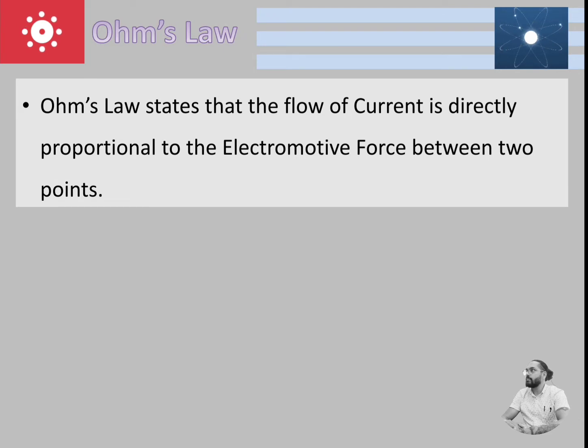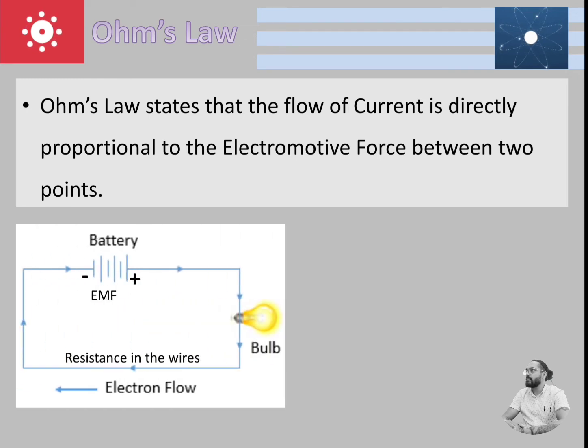Now we are going to study Ohm's law. So Ohm's law states that the flow of current is directly proportional to the electromotive force between 2 points. When we look at a circuit, we'll understand that the battery is going to produce the EMF. Therefore, the electrons move from the negative pole to the positive pole and it creates a loop. The bulb will light up only when the switch is closed.